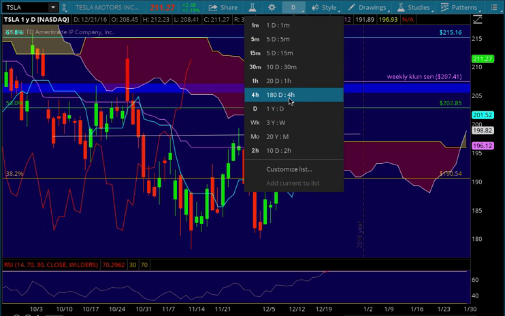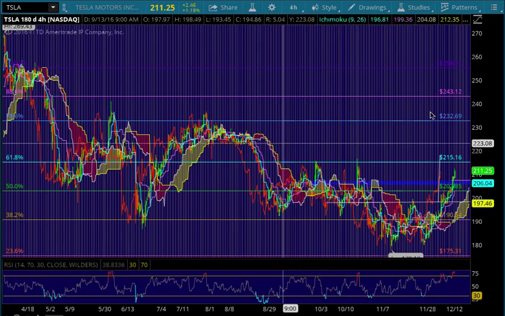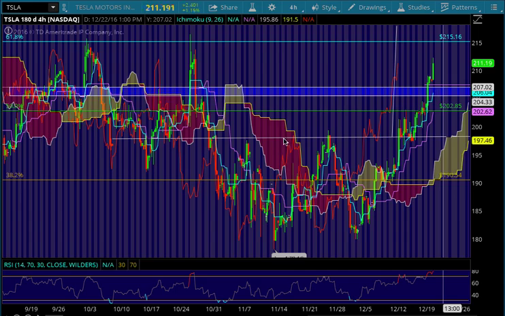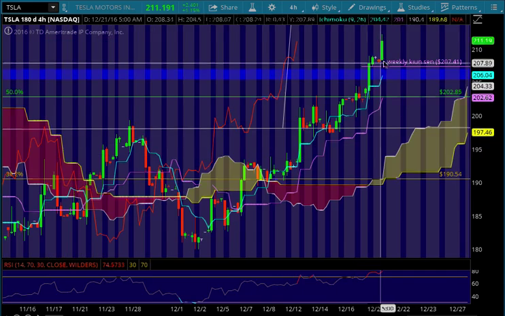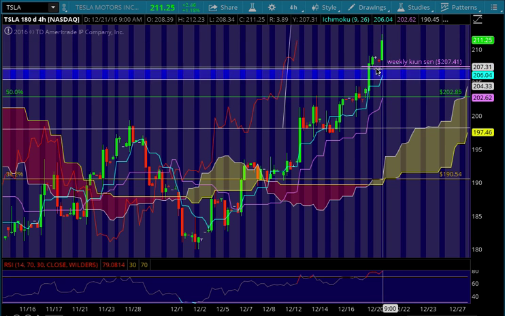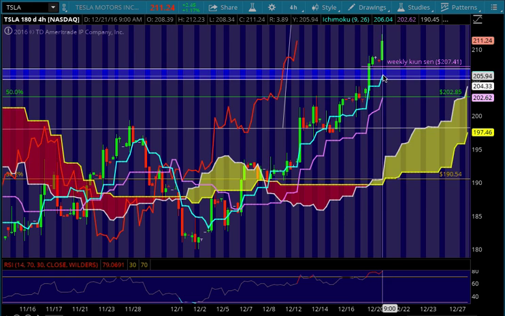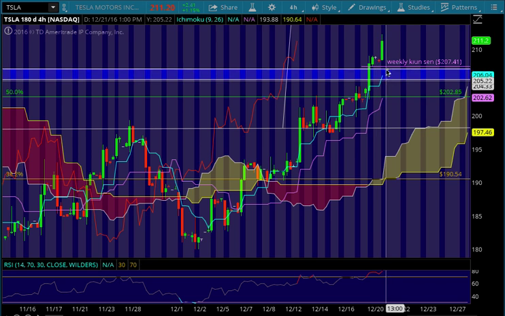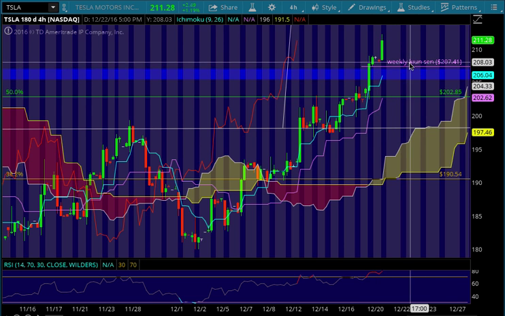Let's go down to the 4-hour in case anybody's trading it on a shorter time frame. The 4-hour still looks bullish in all ways. Ichimoku, we have a nice uptrend. This was almost a pullback to breakout type pattern on the 4-hour. We didn't come all the way down to the Tenkan-sen, but we did have this gap, which is acting as support currently, as well as the weekly Kijun Sen level.